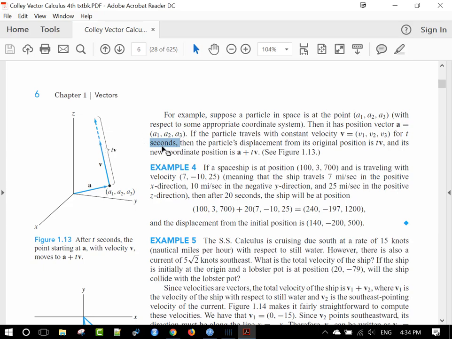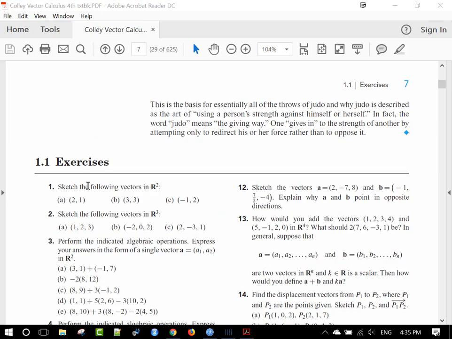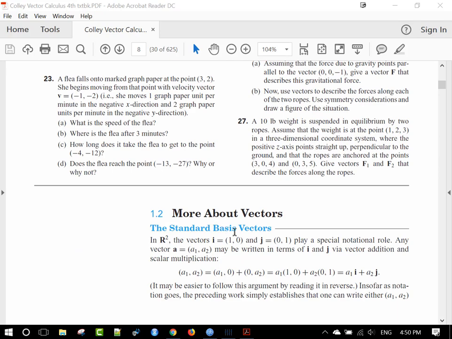So looking at some of the exercises, they're easy. Sketch the following vectors, so just sketch that and this. Sketch this. Well, that's a little hard because it's 3D, but section 1.2 is about the standard basis. So this is a vector, and this is also a vector. These two vectors have special symbols, i and j. This goes along the x-axis, and this goes along the y-axis.